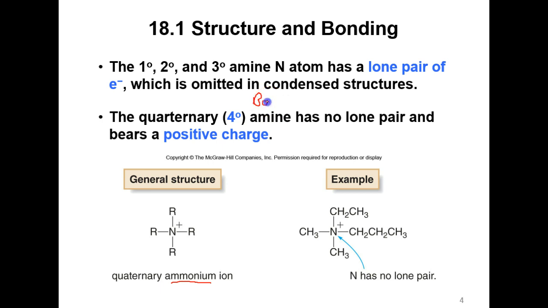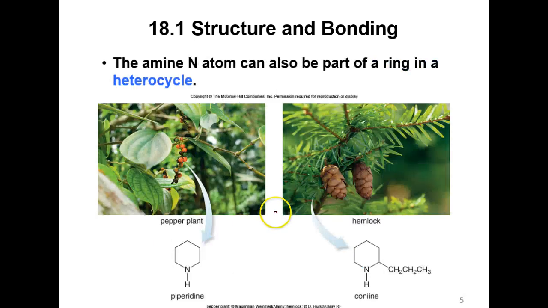All right, so because of this, amines can actually act as a base. Okay, so in organic molecules, the acids are carboxylic acids and our bases are amines because of the lone pair of nitrogen and the fact that it can share those lone pairs and form a quaternary amine.